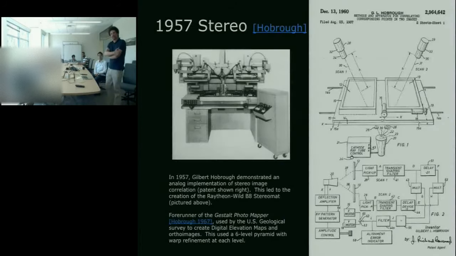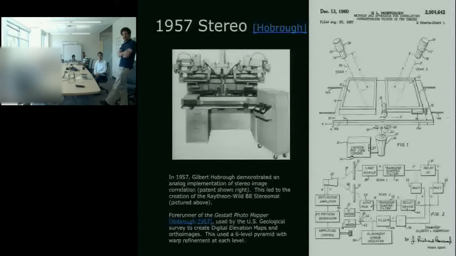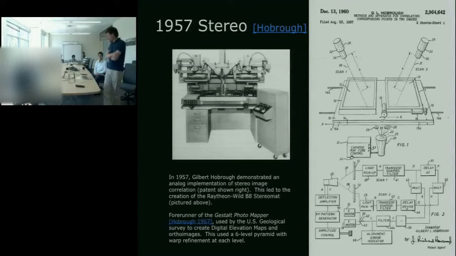There's no analysis of the images using computers. So let me talk about what were the first uses of computer vision for 3D measurement. As far as I can tell, the first example of 3D computer vision is stereo. And this is work by this crazy inventor named Gilbert Hobrow.